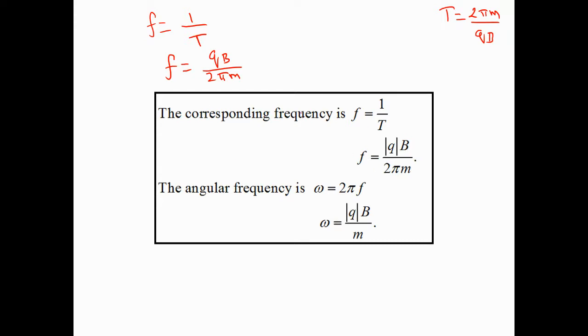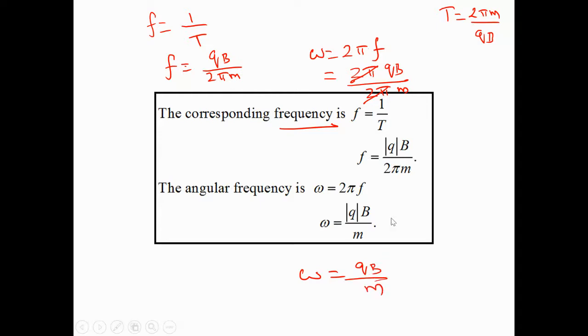And once you know the linear frequency, for angular frequency we know the formula, which is nothing but 2 pi f. So take this omega, which is equal to 2 pi f. I am going to substitute the frequency here. So what will happen? 2 pi qB divided by 2 pi m, and this 2 pi gets cancelled with this 2 pi, and finally my angular frequency formula is nothing but qB divided by m. So that means one by one we can get the formulas very easily.